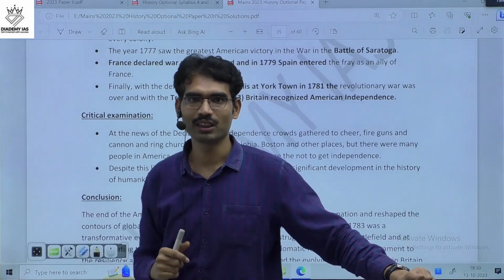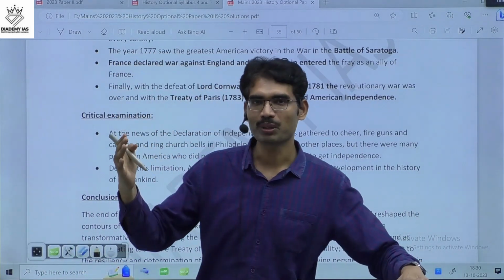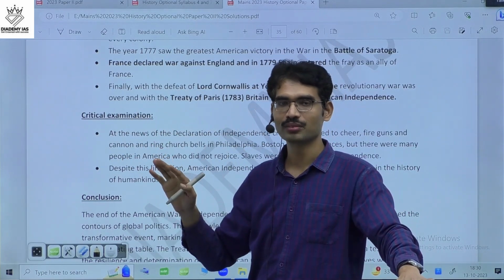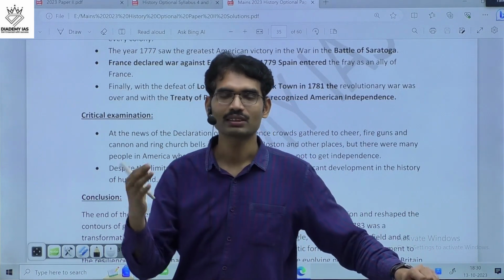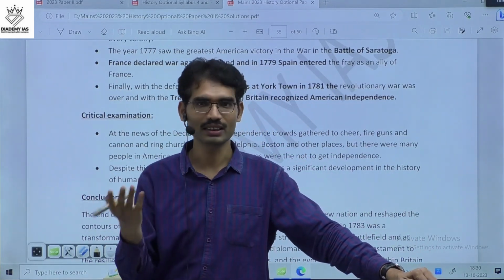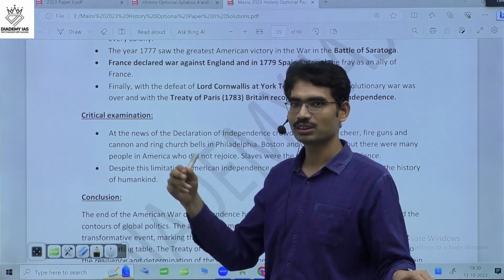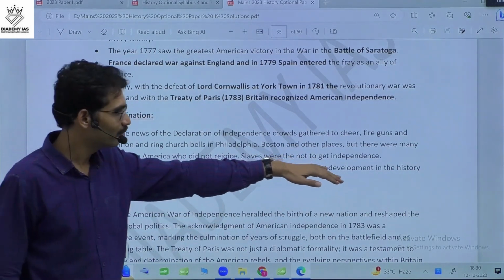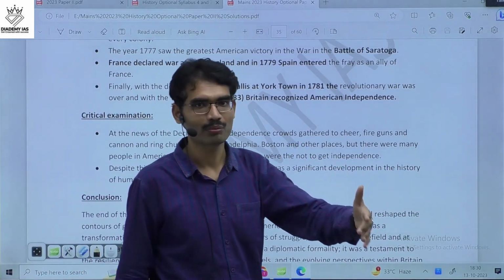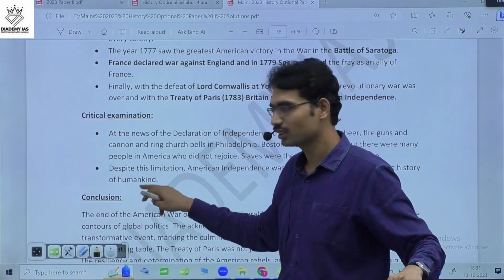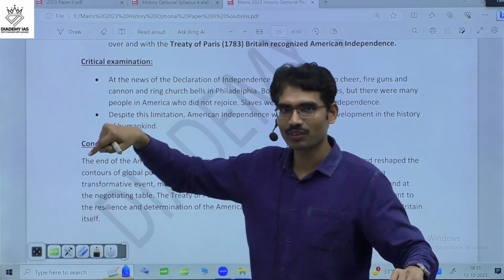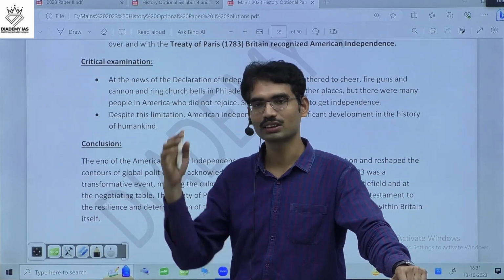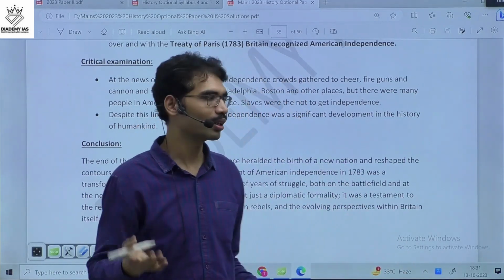Here, critical examination means only the white people got independence, but black people did not. Slavery was still there. For slaves, whether it is independence under the British or under the Americans, it is the same condition. In critical examination, just mention that even though Americans got independence, for slaves it was like a normal condition only. Just one point in critical examination, and conclude. Because of this slavery, they are going to fight against slavery also. The American Civil War is going to take place in the 1860s. That is where the role of Abraham Lincoln will come.